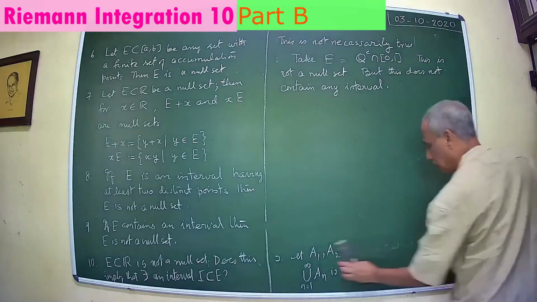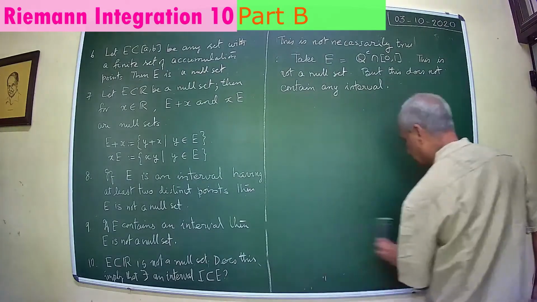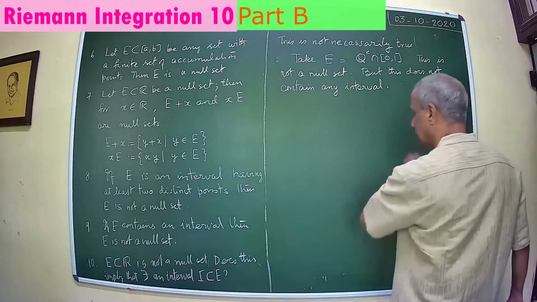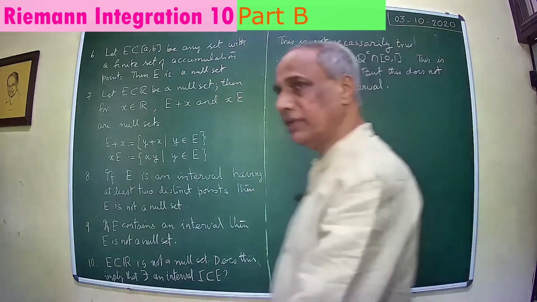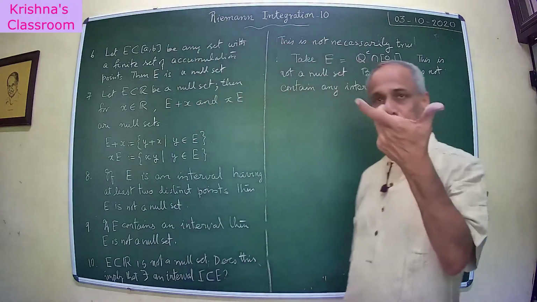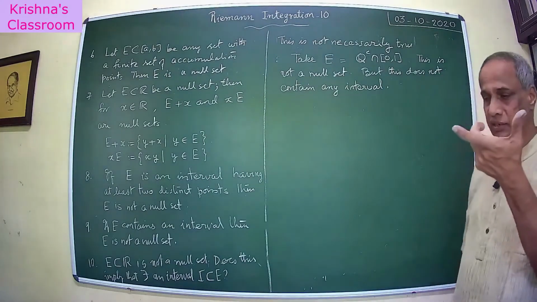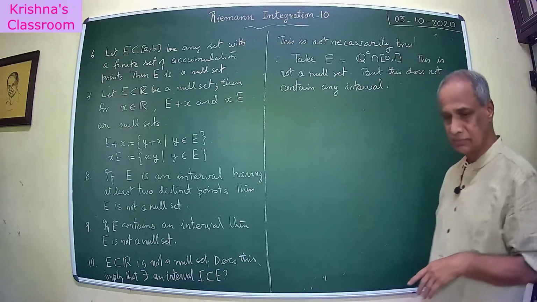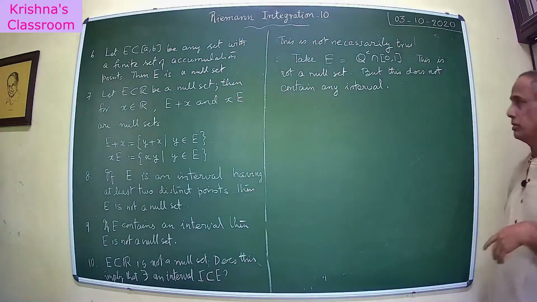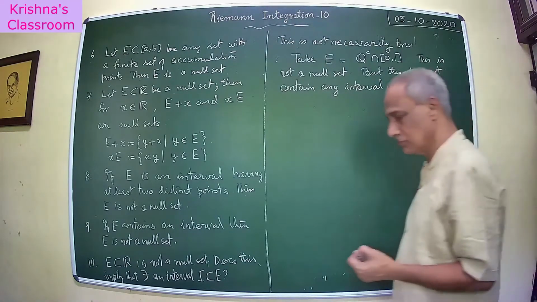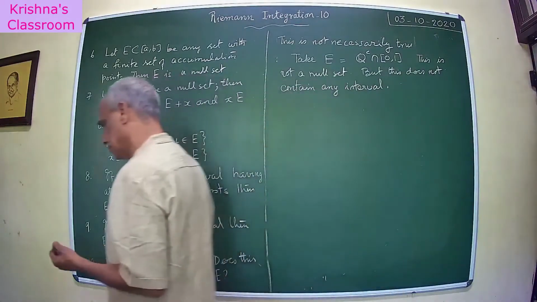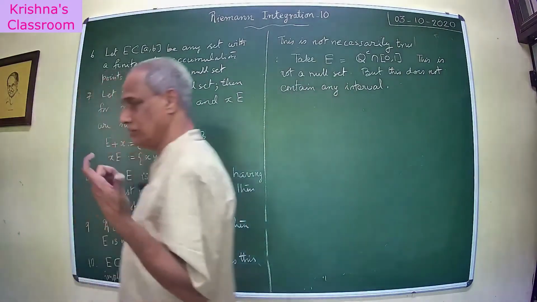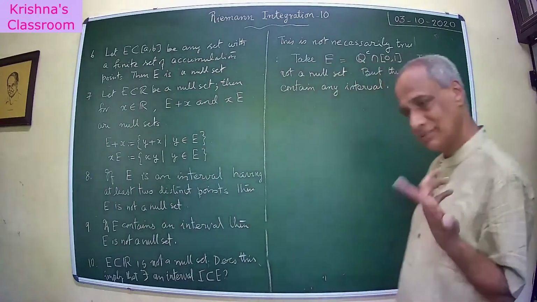At the same time, you see that this does not contain an interval, because the property of an interval is that if you take any two distinct points in it, then all the points lying between them are also inside that set. That is not true, because we are considering only irrationals. You know that between any two irrationals, there is a rational.